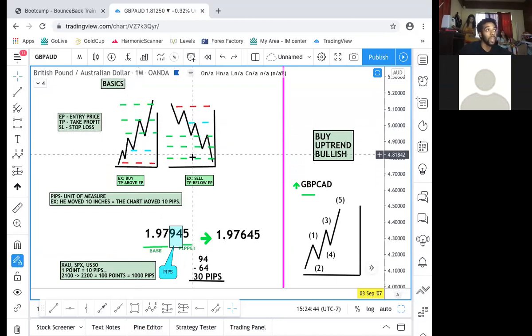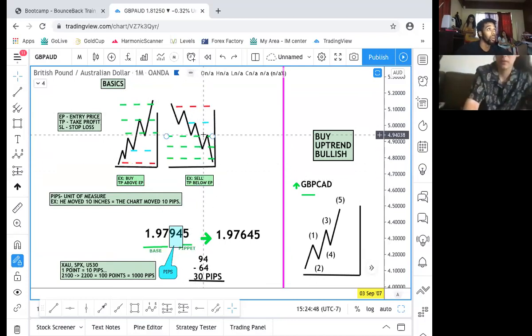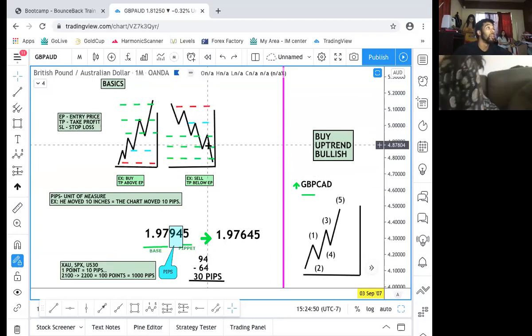Perfect. And then it's the exact opposite for sells. For sells, our TPs, our take profits, are below our entry. They're below our entry.